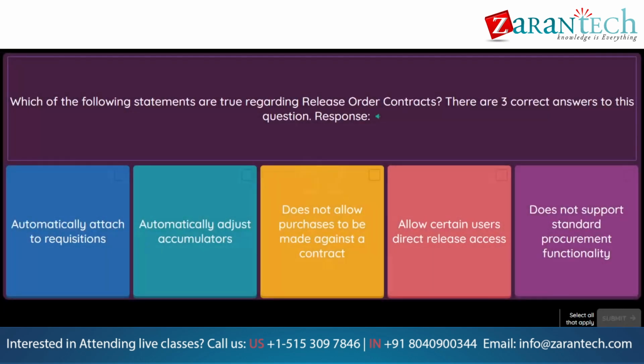Question: which of the following statements are true regarding release order contracts? There are 3 correct answers to this question. Response: Option 1, automatically attach to requisitions. Option 2, automatically adjust accumulators. Option 3, does not allow purchases to be made against a contract. Option 4, allows certain users direct release access. Option 5, does not support standard procurement functionality.